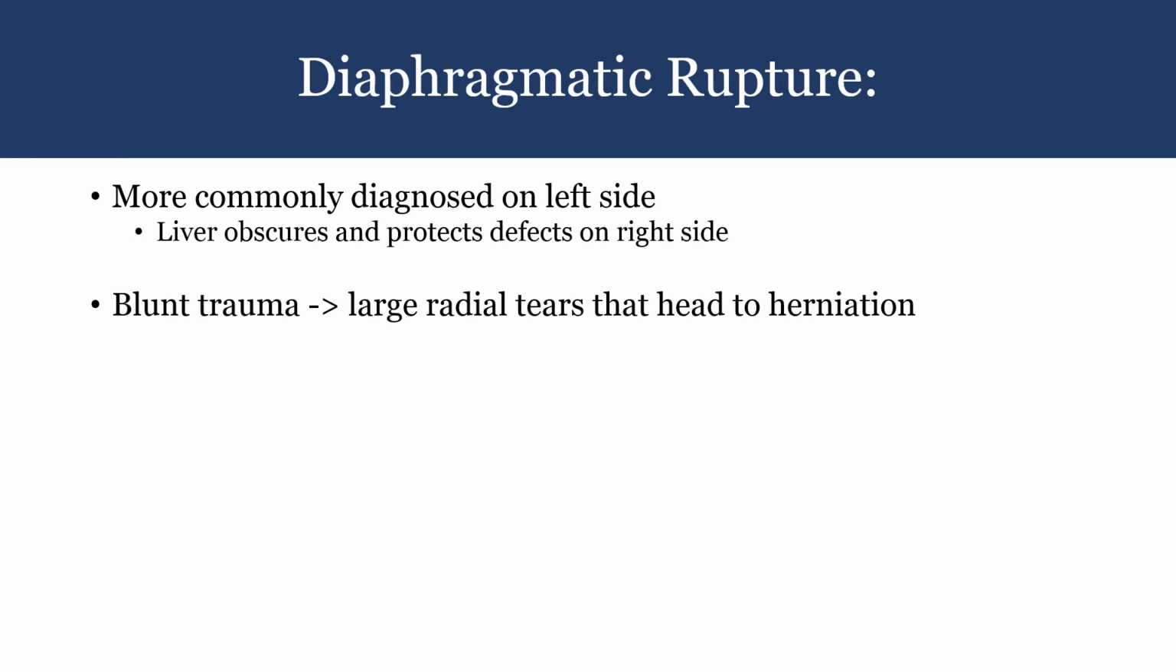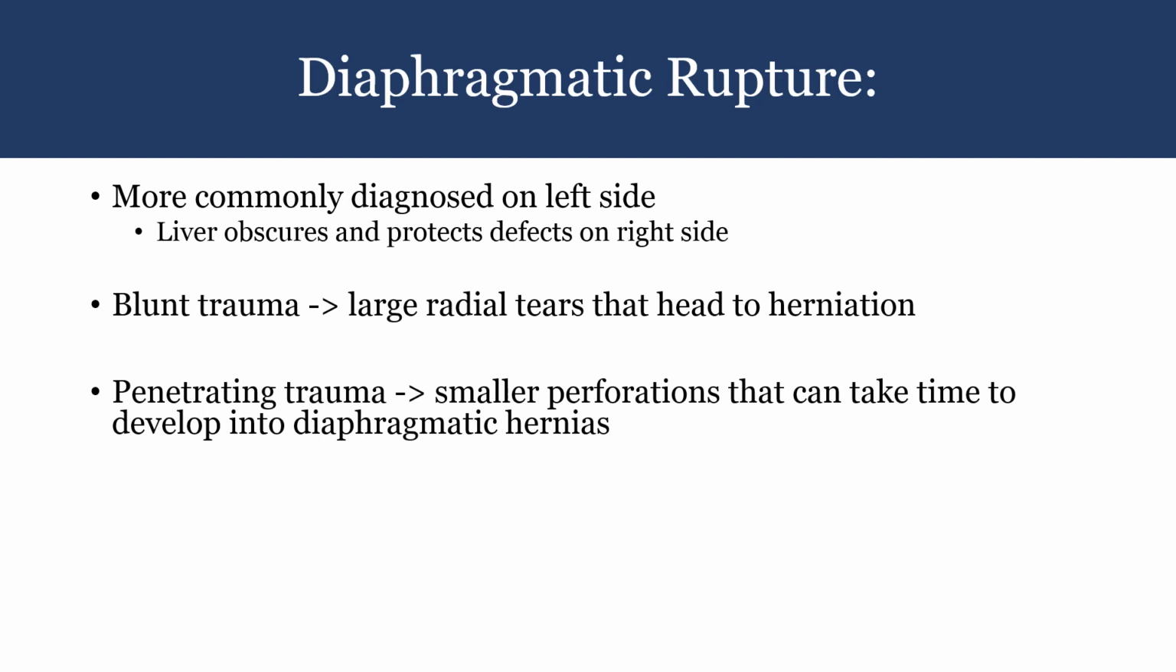Most commonly, blunt trauma leads to large radial tears, and these usually lead to herniation of bowel into the chest. Penetrating chest traumas usually cause small perforations, and they can take time to develop into diaphragmatic hernias. But if you have blunt trauma, especially to the abdomen with increased intra-abdominal pressure, that can give you rupturing of the diaphragm, especially on the left side, with instant herniation of abdominal organs.